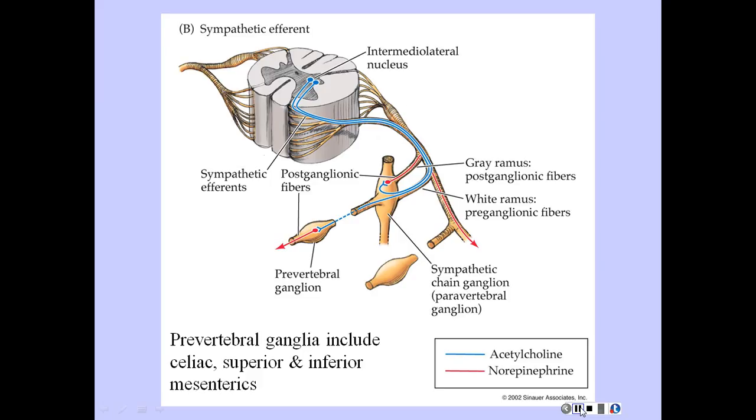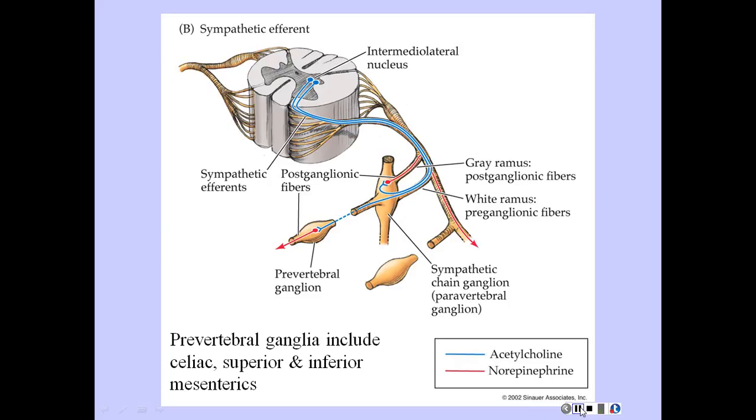Artery, right? Celiac artery, superior mesenteric artery, inferior mesenteric artery. Well, you can add to that now ganglia, because these prevertebral ganglia sit immediately adjacent to those major blood vessels. And we're going to see why in just a moment.